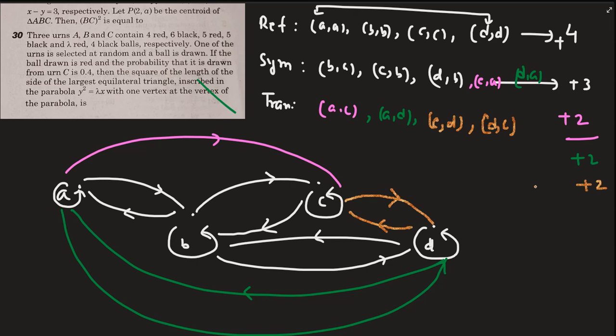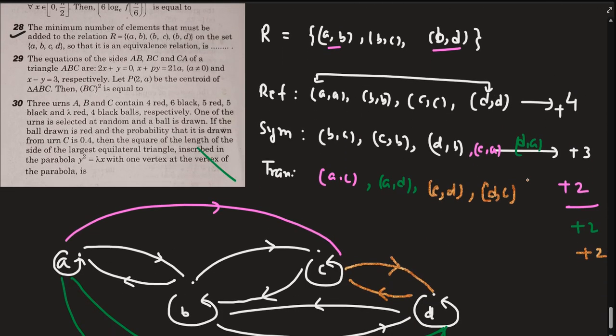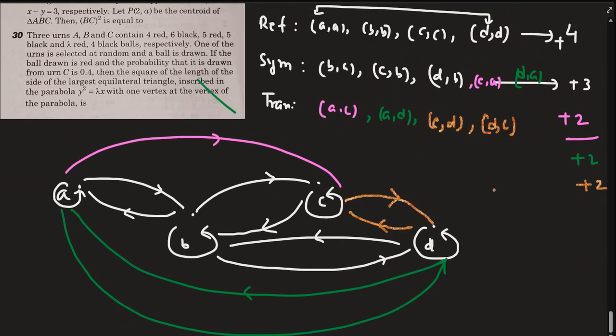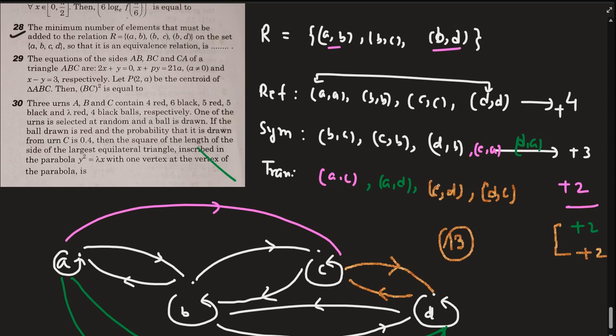Now what we have: D to C, C to B, DB, BD, yes. So now we can see: 4 plus 3 is 7, 7 plus 2 is 9, 9 plus 4 is 13. So according to me, 13 elements must be added here, so that the relation will become an equivalence relation.